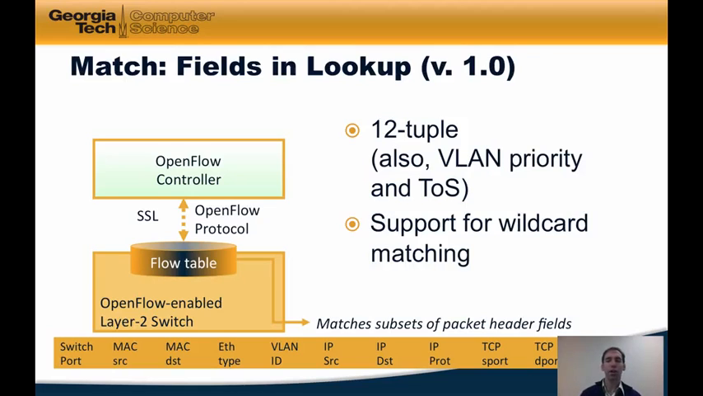In addition to the 10 that are shown in this figure, there are also 2 extra ones. Other fields that the switch can match on include the incoming switch port, the source and destination MAC address, the Ethernet type, the VLAN ID, the source and destination IP address, the protocol type, for example, whether or not the packet is a TCP or a UDP packet, and if it's a TCP packet, the source and destination port.